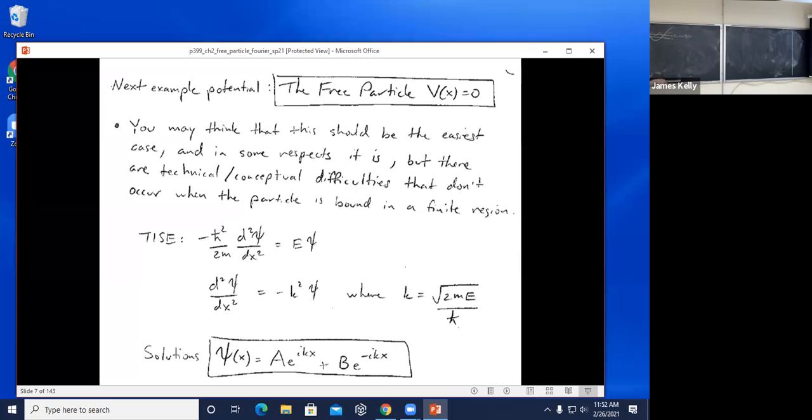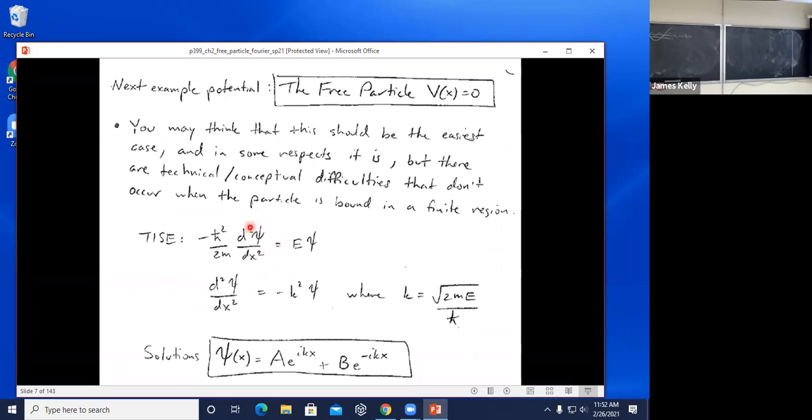So let's write down the time independent Schrodinger equation. It's the thing we've been doing, but I just set V of x equal to 0. You could set V of x equal to any constant, but 0 is sort of the simplest constant you could set it to. So that's saying there's no force, no potential energy for the particle, and therefore it's a free particle. That's an easy differential equation to solve.